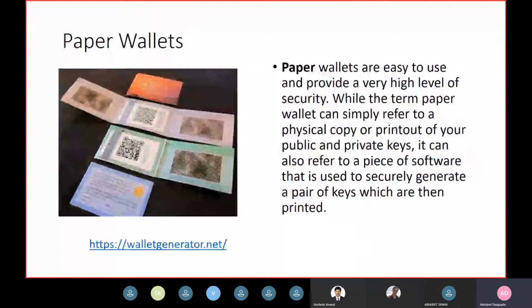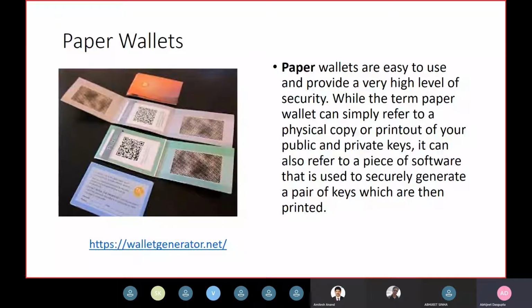The last type of wallet that we are seeing here is a very interesting type of wallet. It is actually not a digital wallet. It's a paper wallet. And as you can see in the screenshot, it is actually a piece of paper that can be folded and kept in your actual wallet or anywhere you want.